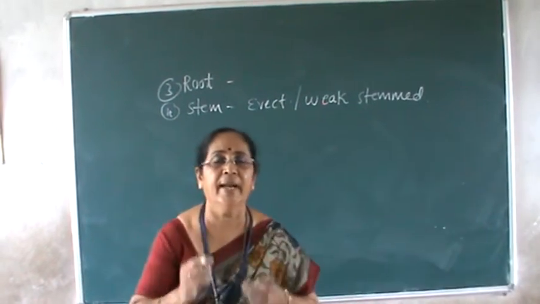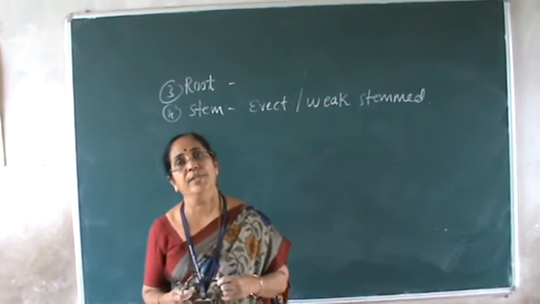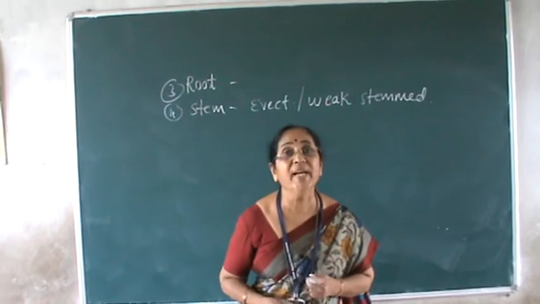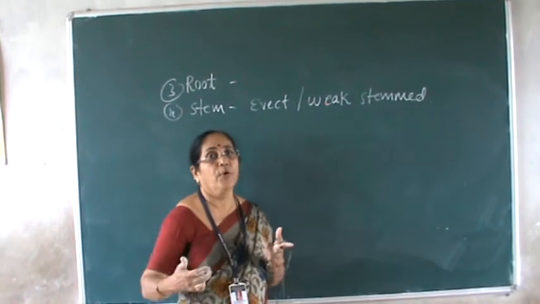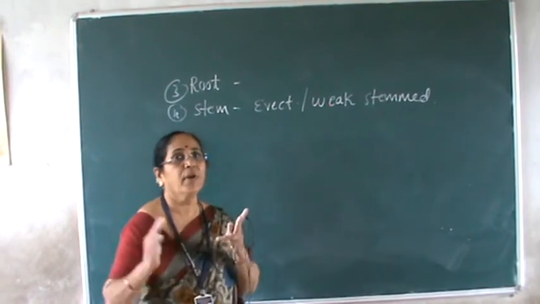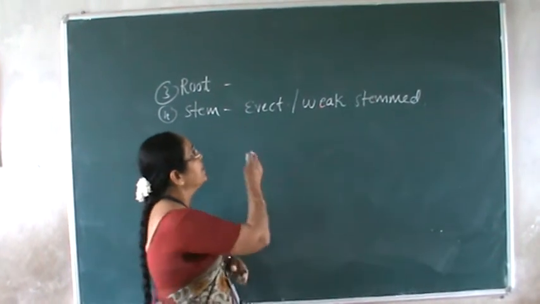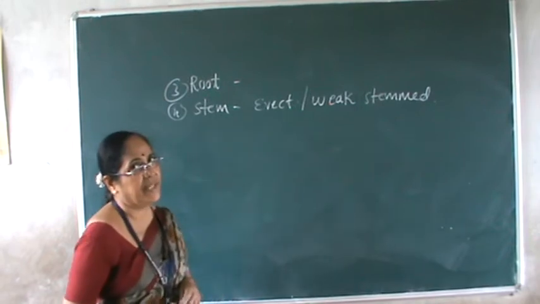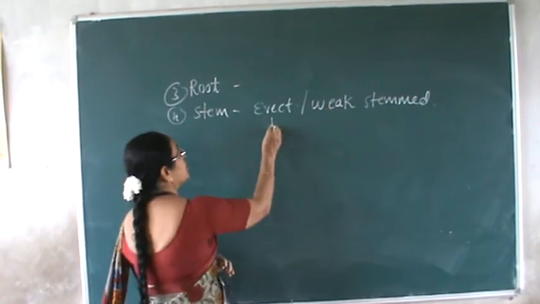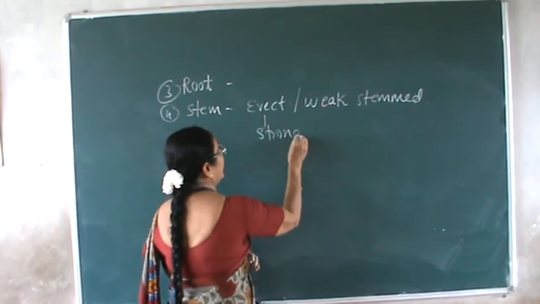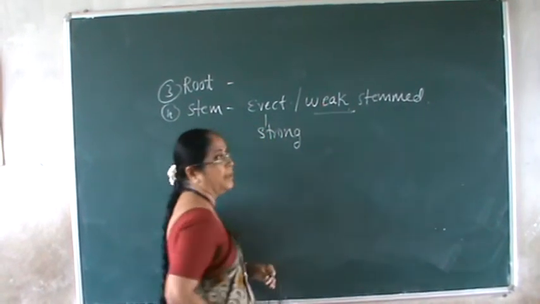Okay, mango tree, erect type of branches, hibiscus, rose, they are all with erect stem. Weak stemmed plants cannot stand straight. Unless they get proper support, they cannot stand straight because of their weak nature. And that is to be mentioned, whether the stem is erect or weak stemmed in nature. So this is having strong stem, whereas these are the weak stemmed plants.